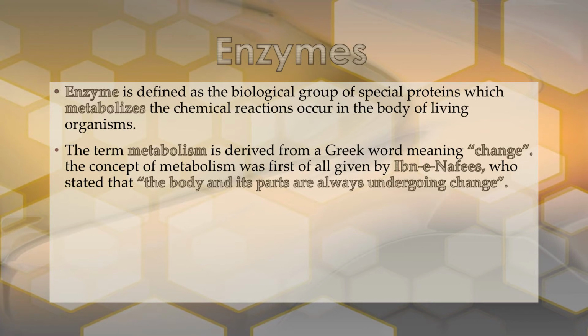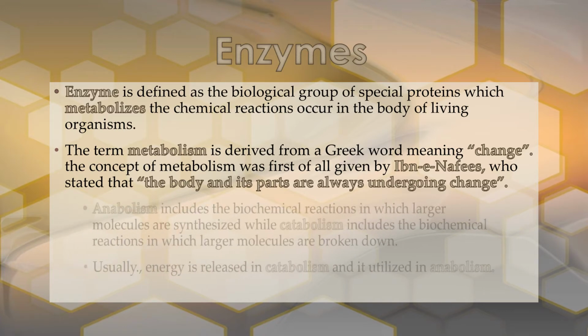We study in chapter 8 in detail how our food is digested. When our food is in our mouth, it is called food. Then in the esophagus it is called bolus, and after the stomach it is called chyme. These are different names. That's why it states that the body and its parts are always undergoing change. This is the definition of metabolism.